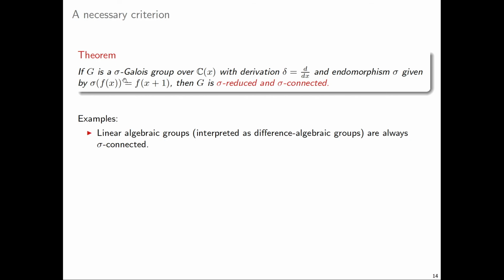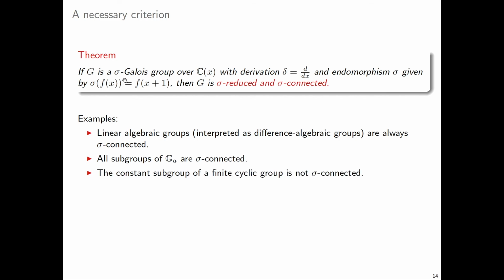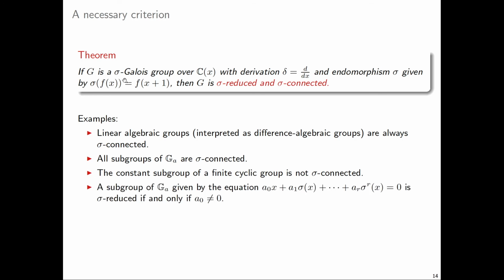So if you have a linear algebraic group, it's always sigma connected. And also all subgroups of the additive group are sigma connected. But the constant subgroup of a finite cyclic group is not sigma connected. And a subgroup of the additive group that's given by such a linear difference equation is sigma reduced if and only if the constant term A0 is non-zero.